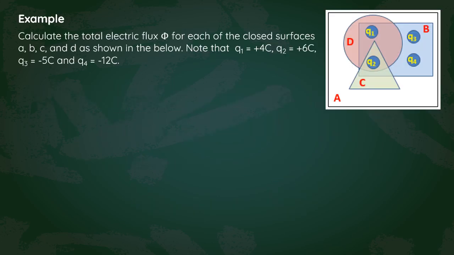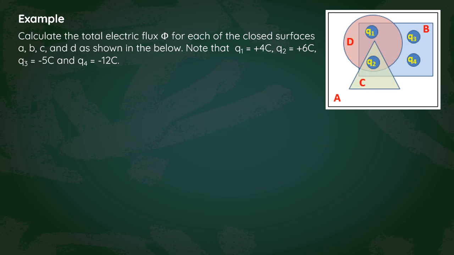So let's have an example. The surfaces that are described under Gauss's law are known as Gaussian surfaces, and the charges present in the Gaussian surface will be the ones that affect the flux, or that will form part of the flux that flows through that surface.